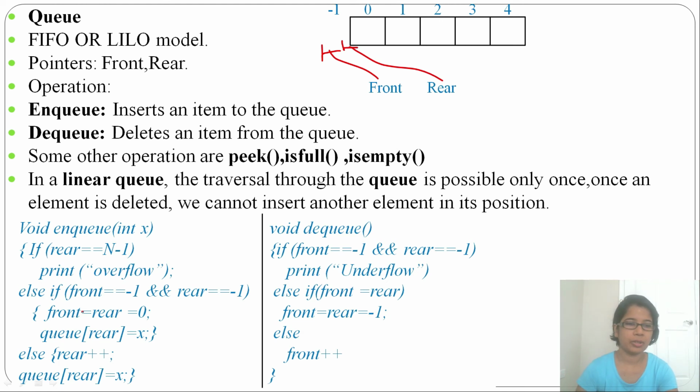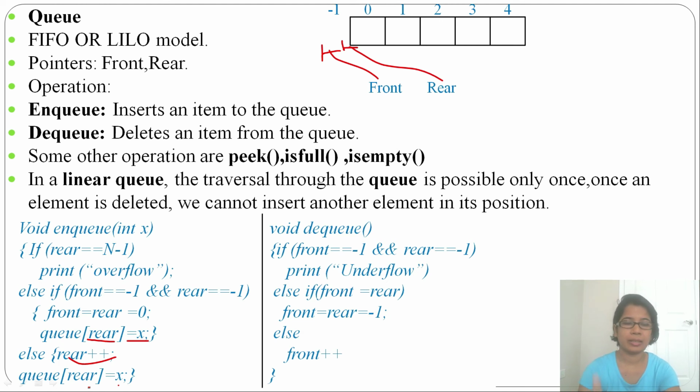So if front equal to minus 1 or rear equal to minus 1, like here, then you can see it is empty. And for NQ there is no problem, so you can make front and rear 0 and rear equal to X, where X is the element you want to insert, so that you can insert it in the rear position. Else, it is a normal condition, so rear plus plus, you just increment the rear position and you can insert the value at the rear position.